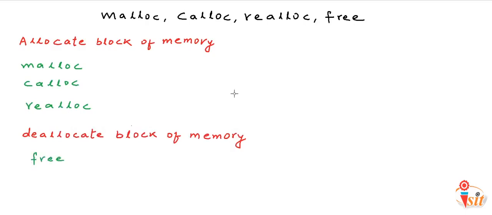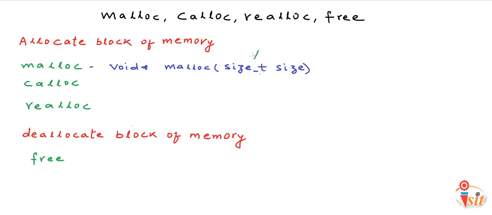Let us first talk about malloc. This is the most frequently used library function for dynamic memory allocation, and the signature or the definition of this function is something like this. This function as an argument asks you for the size of the memory block in bytes.